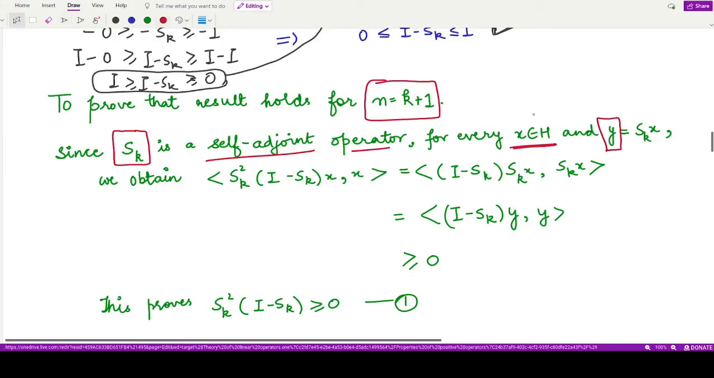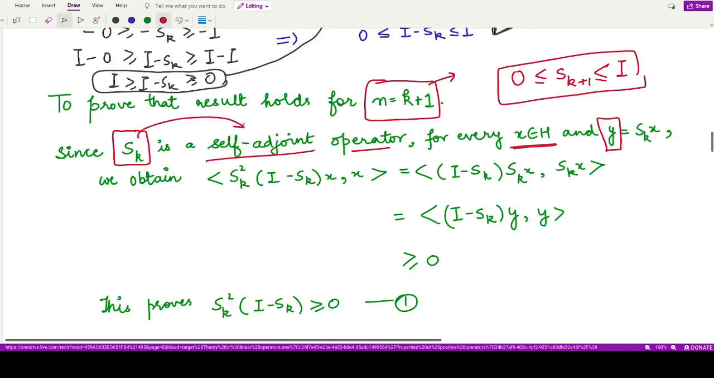So for the case n equal to k plus 1, we wanted to show that the operator S_(k+1) is greater than or equal to the 0 operator, and less than or equal to the identity operator. This is our aim in this particular case, right? Now because all the operators S_k are self-adjoint operators, and moreover, when you apply S_k onto x, you have y here.